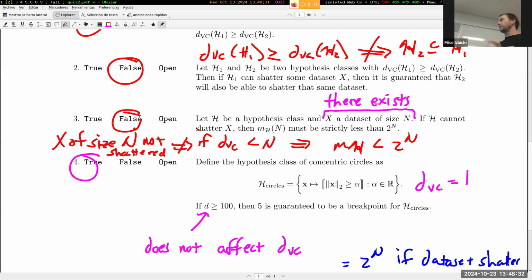Yeah, so the DVC, the way that it was originally conceived and the way that most people think about it, is that the DVC is like a worst case scenario for generalization. It's worst case because there could be some data set that we get that we're maybe too powerful on, some data set that we can shatter.